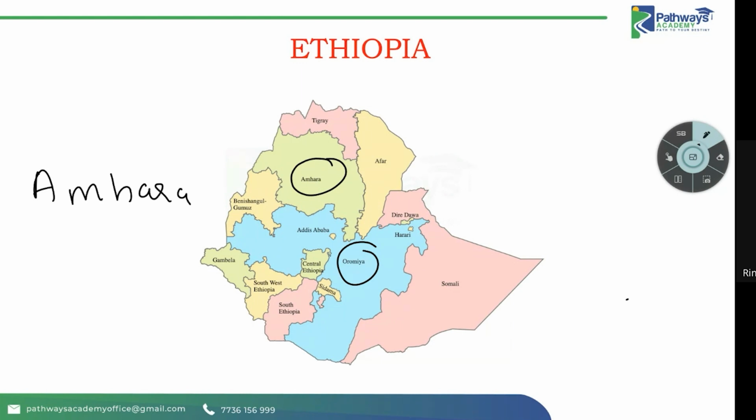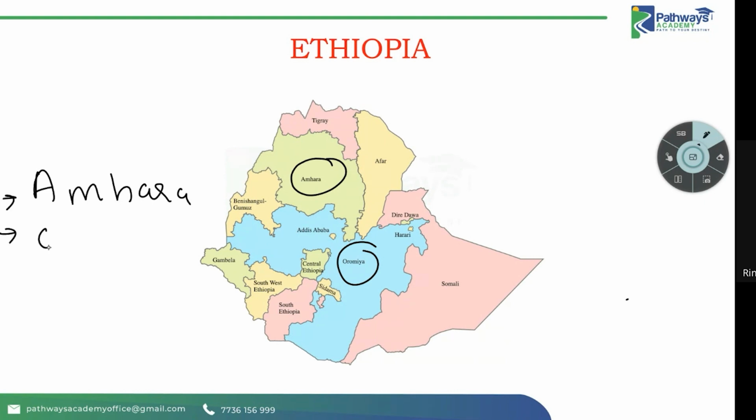Either they will ask which country the Amhara region belongs to. Actually, Amhara is the name of a region, and that name is taken from the ethnic community's name. The ethnic community in this region is known as Amhara people. Either they will ask about the Amhara region or Amhara people. It belongs to Ethiopia.